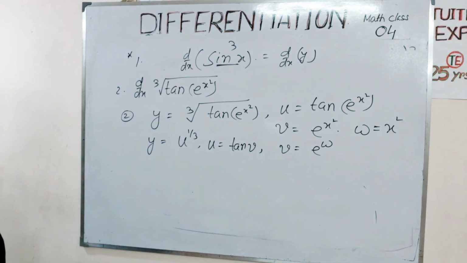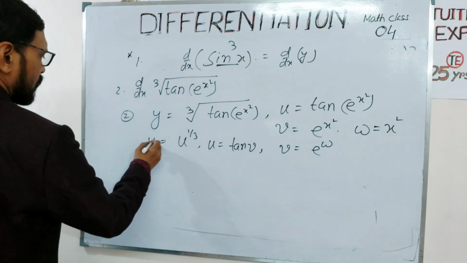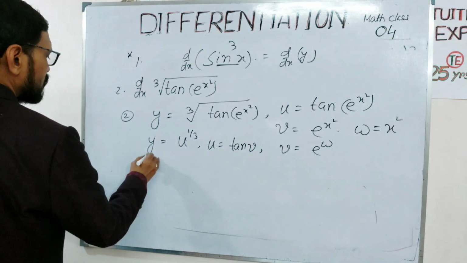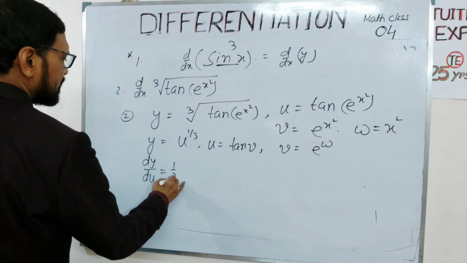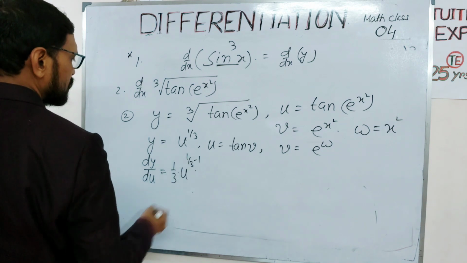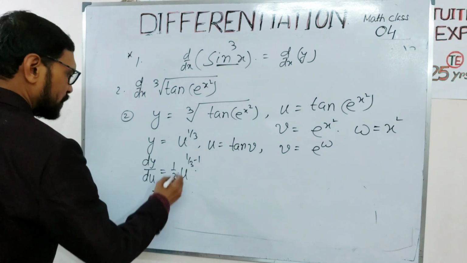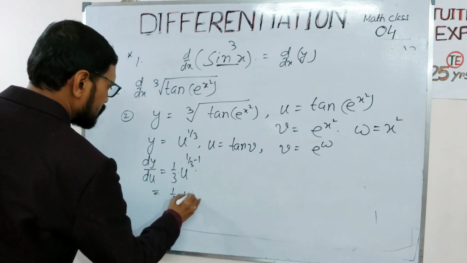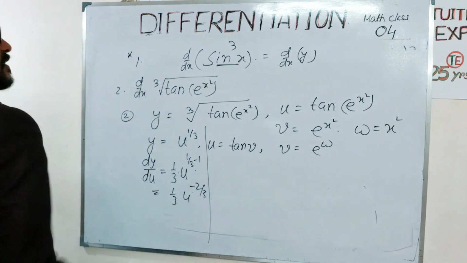So we can write this way. Now y is the function of u, so we can find dy by du equal to 1/3 of u to the power 1/3 minus 1, into this result. So du by dv we can find this way.